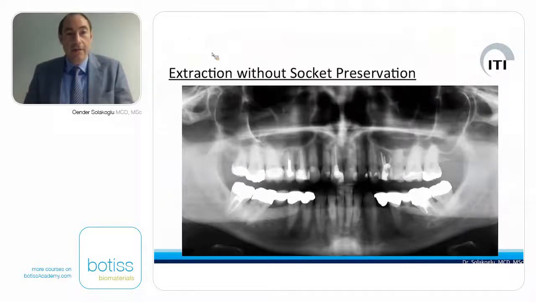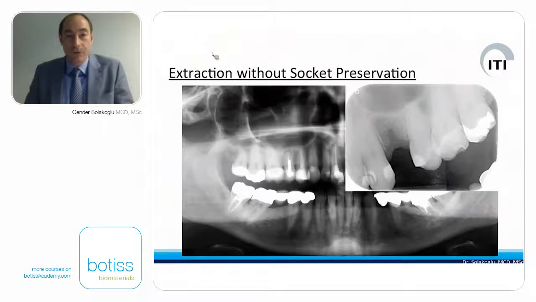This is an example for an extraction without the technique of a socket preservation. So you can see the X-ray here, which shows the surgical site about 4 months after extraction, and you can see the significant bony defect.